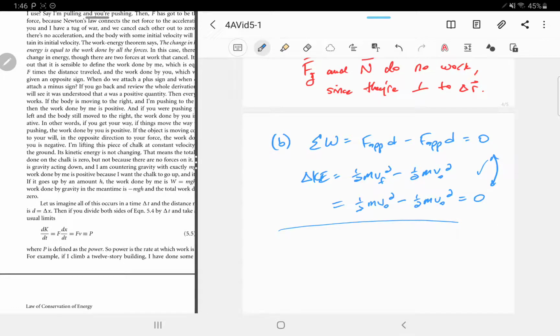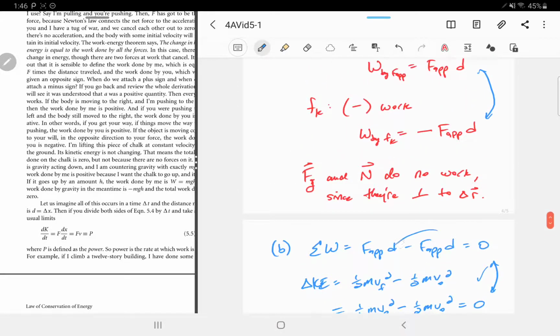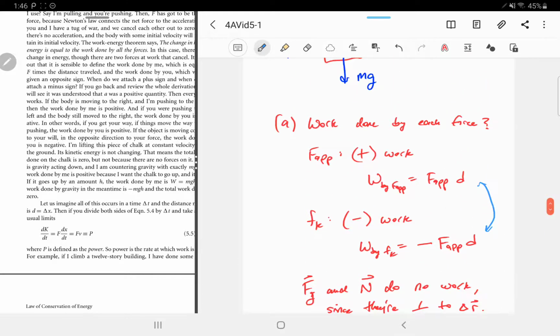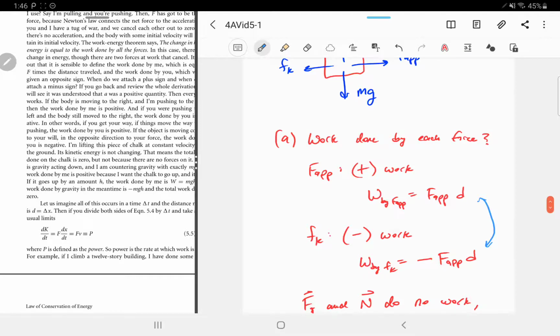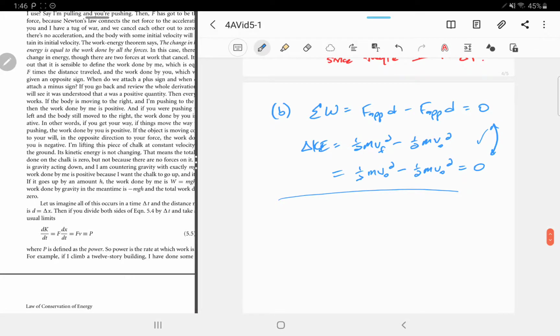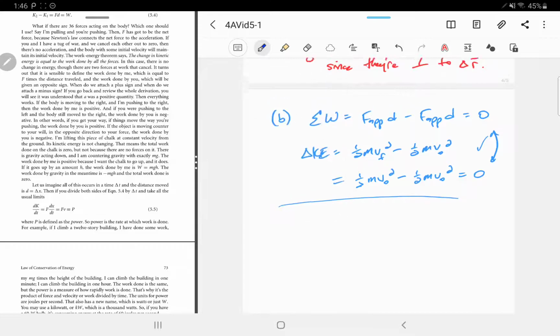I don't know how much that constitutes a proof, because we sort of had to use the fact that it was moving at constant speed in order to show that the work done by friction had the same magnitude as the work done by the applied force. But at least it's consistent with the work-energy theorem. So we don't have any inconsistencies or anything.